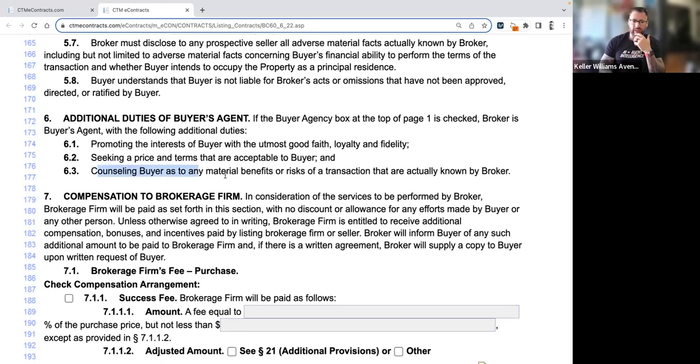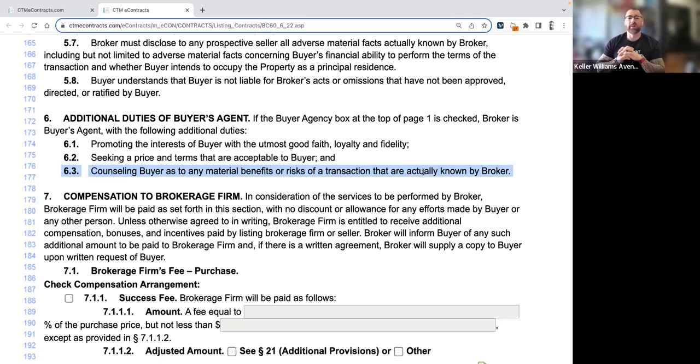So check this out. Counseling buyers to any material benefits or risk of any transaction that is actually known by the broker. Guys, think about that. So if I'm a transaction broker, and I have no agency agreement signed because I didn't want them to feel like they were a hostage, and so I didn't make them sign any documents, well, the documents are in their best interest. So I go and I show them a piece of property. We know in the state of Colorado, you are a transaction broker unless you get this document signed on the agency side. And they go through and they're like, hey, Charles, what do you think about this property?